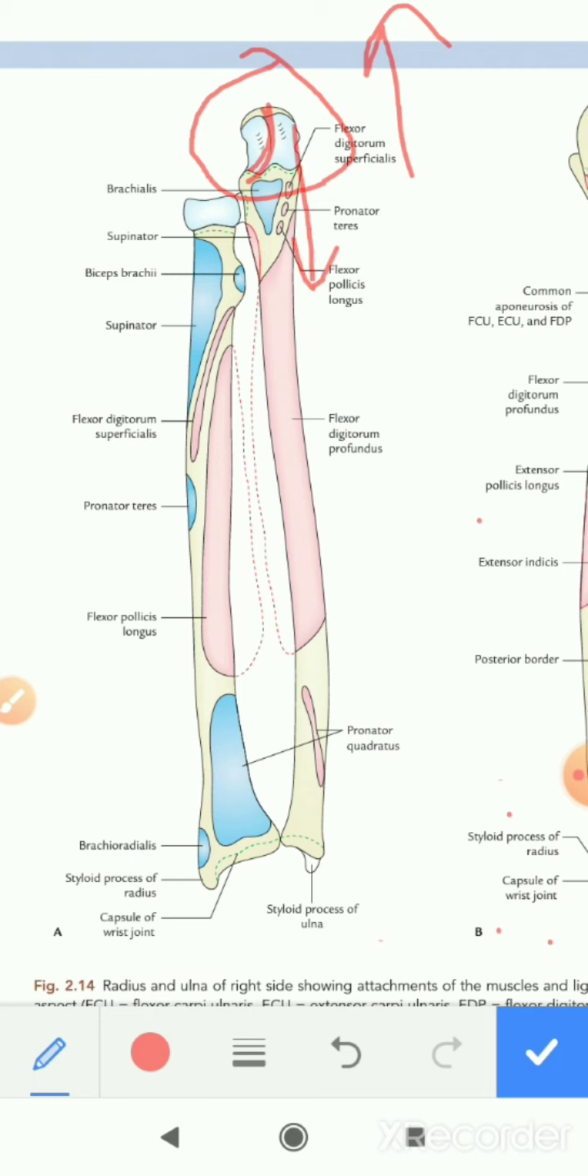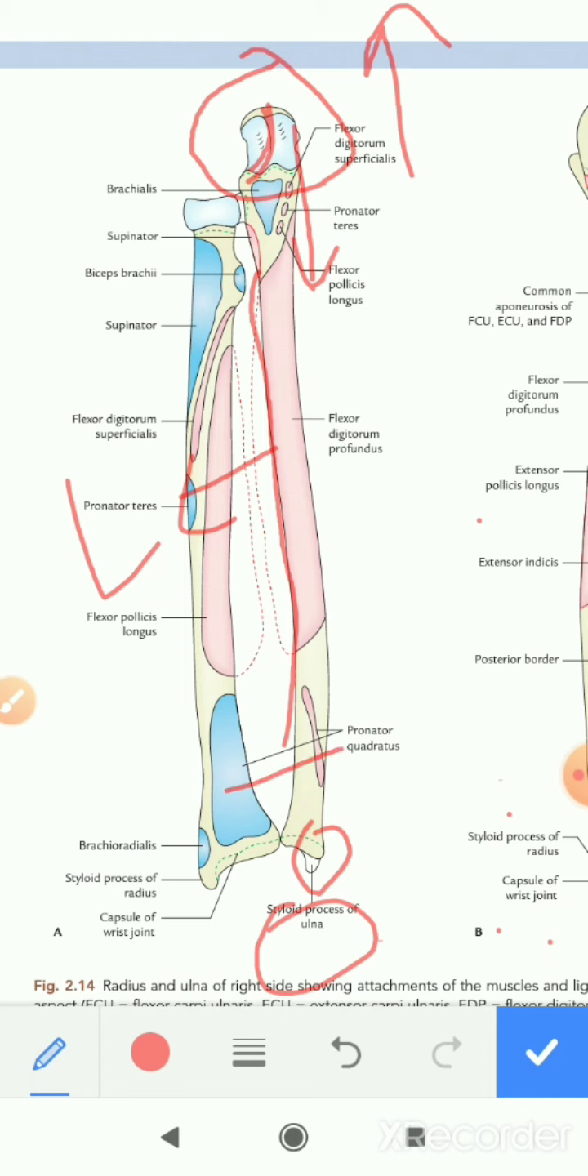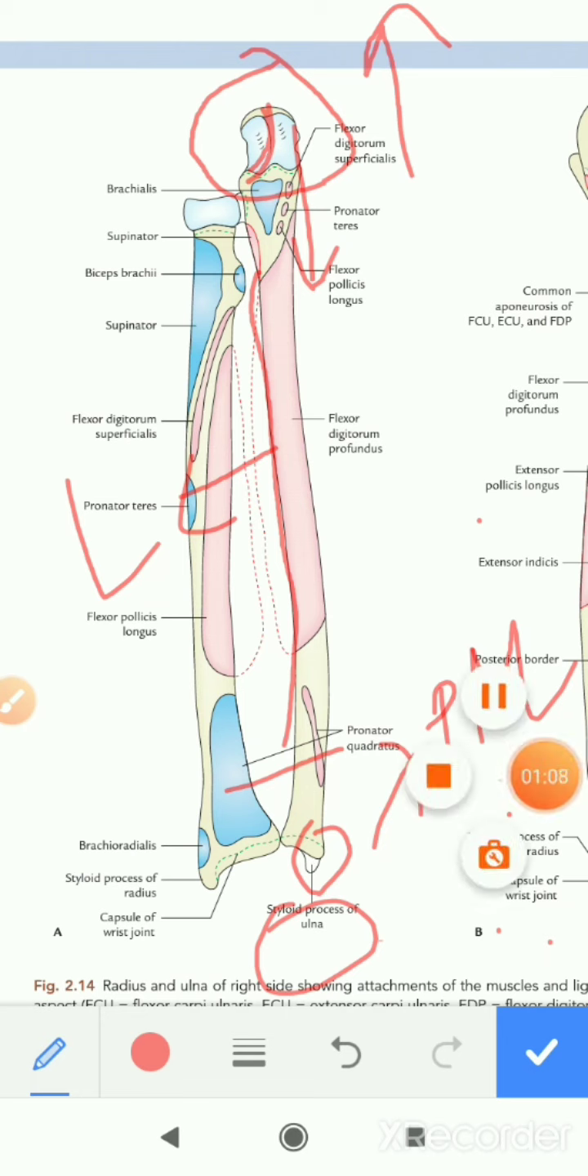The sharp crest-like border lies laterally. This is the sharp crest-like border and it faces laterally. And the styloid process lies in the lower end and is directed posteromedially. This is the styloid process. So these are the anatomical points of the ulna. Thank you very much.